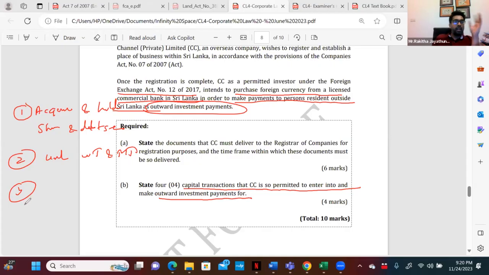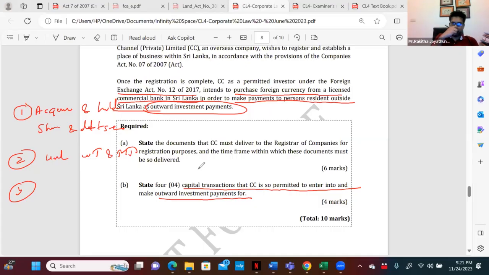Then the third one, other governments. Like the Sri Lankan government, we issue sovereign bonds. Likewise, overseas governments, maybe in Greece, UK, Germany, those governments also issue securities, which we call sovereign bonds. So to acquire and hold sovereign bonds issued by foreign governments.